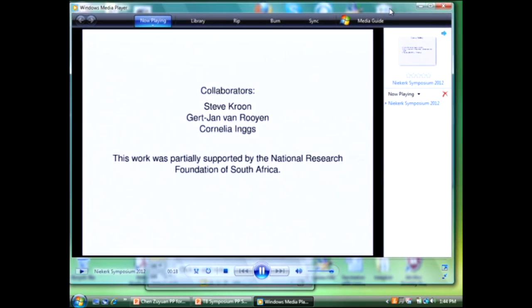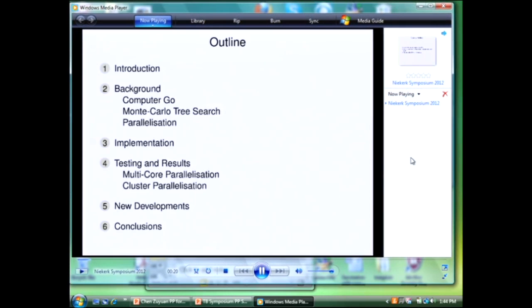This talk will describe the basics of Monte Carlo tree search, abbreviated as MCTS, and the main approaches to parallelization of MCTS. Then, some practical results for MCTS parallelization on multi-core and cluster systems will be discussed, and finally, we consider some new developments in MCTS parallelization.